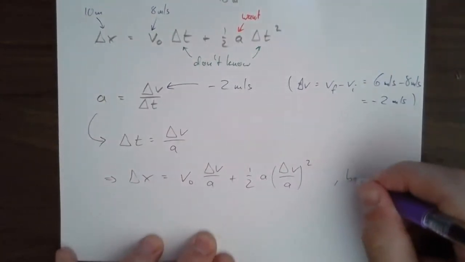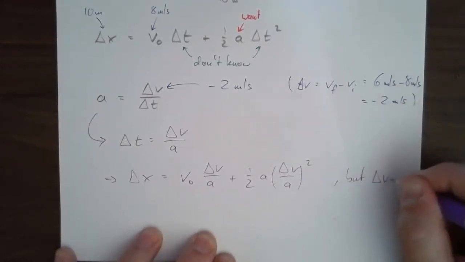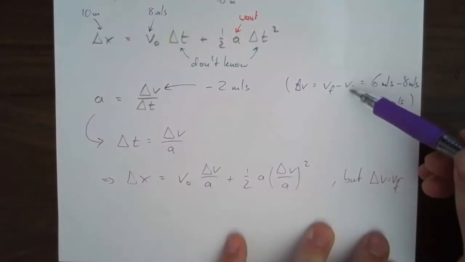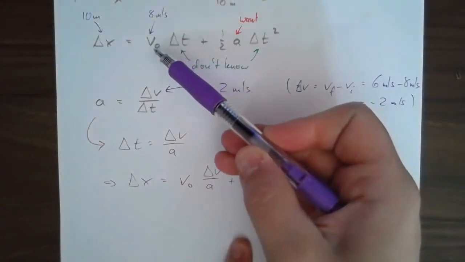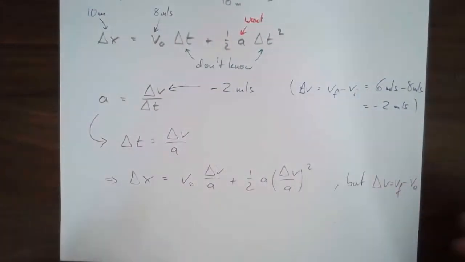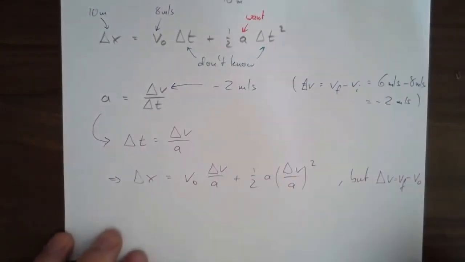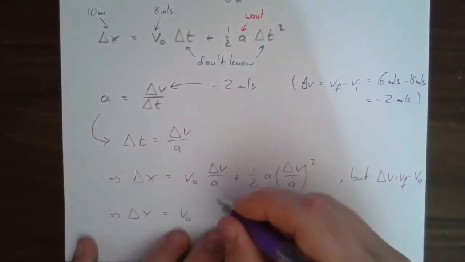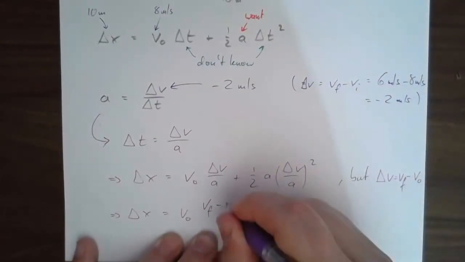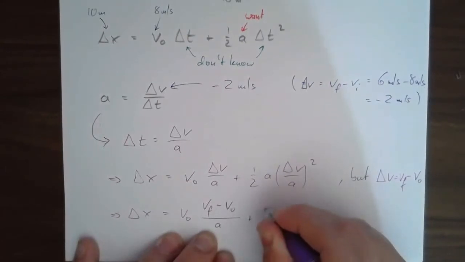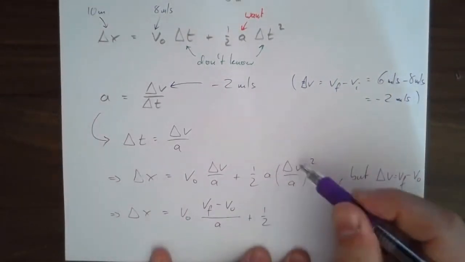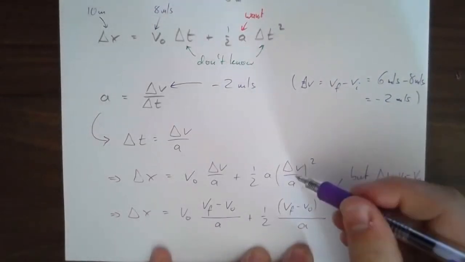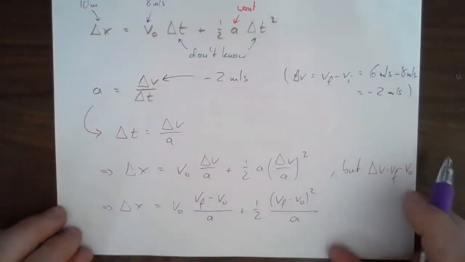What we're going to do now is replace delta v. Well, that's the final velocity minus the initial velocity. I wrote v i up here. I'm not being very careful here, because I labeled initial velocity v naught, so I should be putting v naught. So I'm going to put that in here. So I'm going to get that delta x is equal to v naught times v final minus v naught over a, plus 1/2 a times, squaring this thing gives me v final minus v naught squared divided by a squared, but one of the squares cancels out this a there. So we'll end up with this.